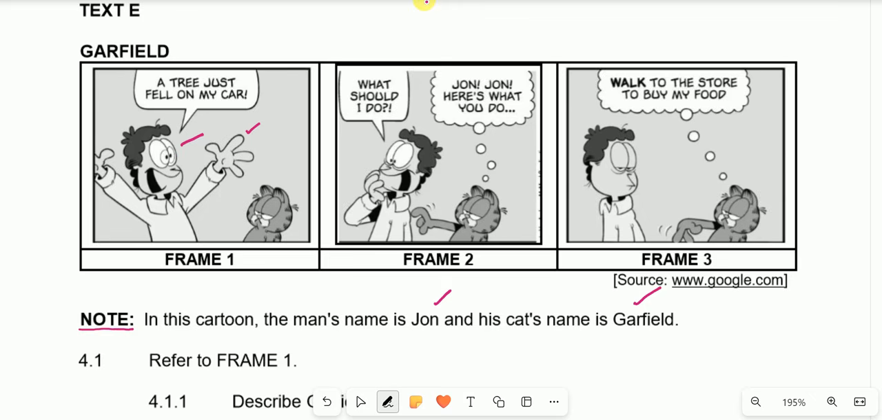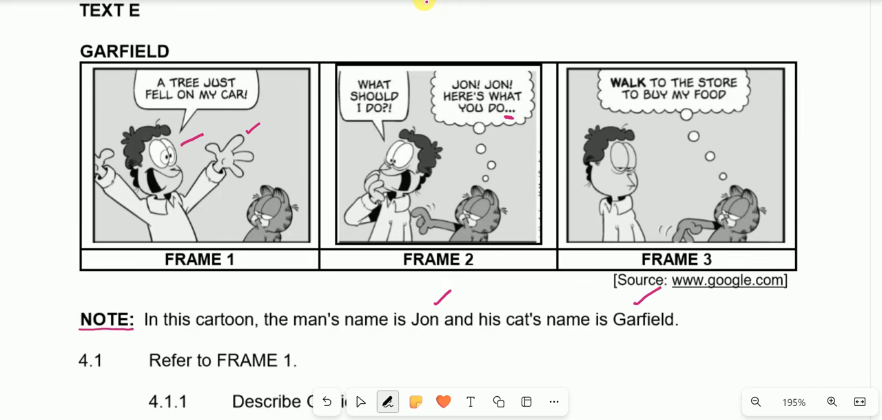Remember, a thought bubble means that the character is thinking out loud. It's not really talking. He says, "John, John!" with an exclamation mark. "Here's what to do..." and then we have ellipses. Remember, ellipses indicate that the character is not done talking. Here we cannot say the character is not done talking because this is a thought bubble, not a speech bubble. So we can say that the character is not done thinking. And then it says, well, this is what you can do.